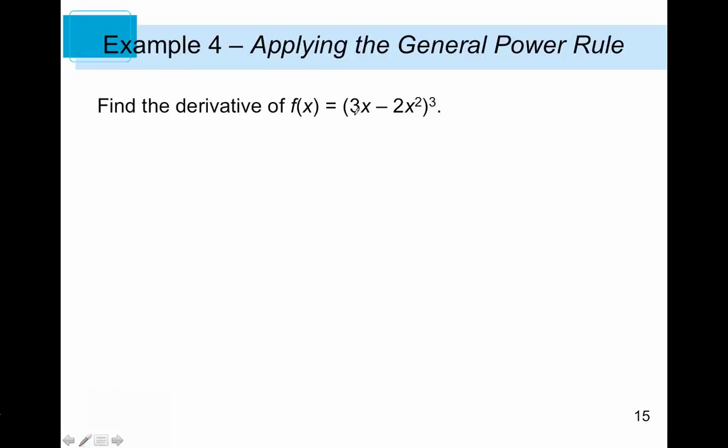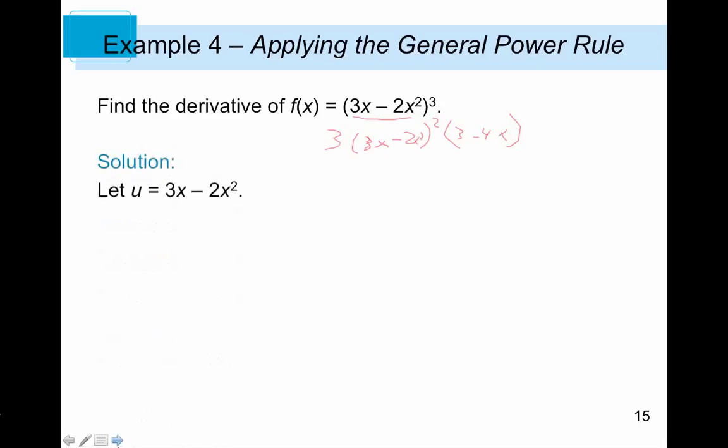So what we're going to do here is this is u to the n. So we're going to bring the 3 down, raise that to the second power. We don't change what's in it, 3x minus 2x squared. Then we multiply it by the derivative of what's on the inside. So that's 3 minus 4x.